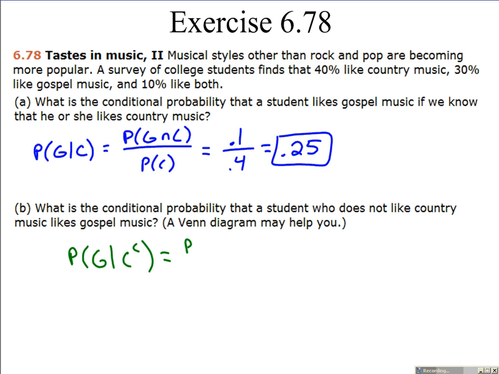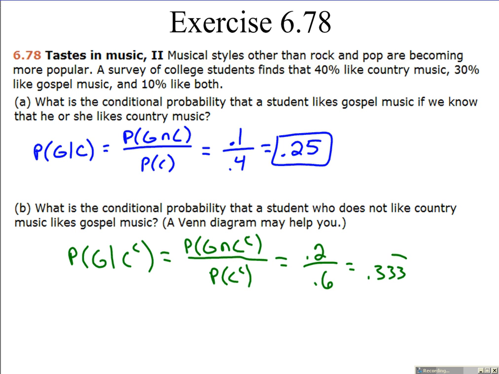So it's going to be the probability that they like gospel and don't like country divided by the probability that they don't like country. Gospel and not liking country is 0.2, which you can get from your Venn diagram. If we go back to that, look at that in a second, divided by the probability that they don't like country, which is 0.6. Divide that out, you get 0.333.